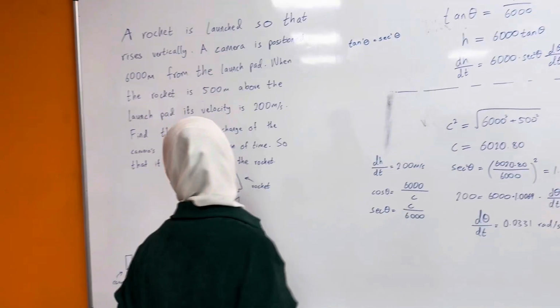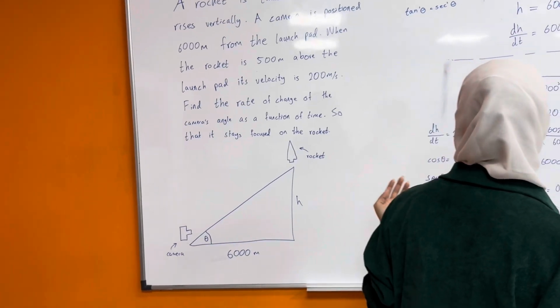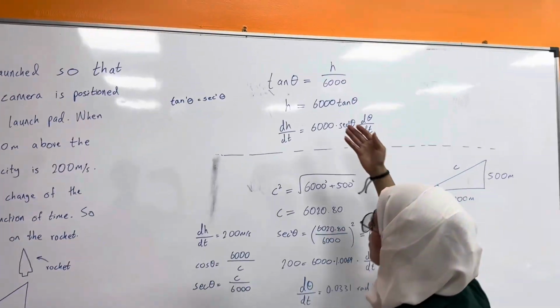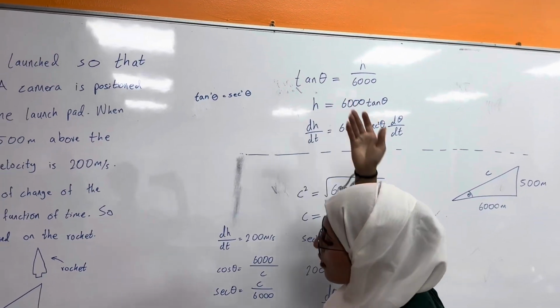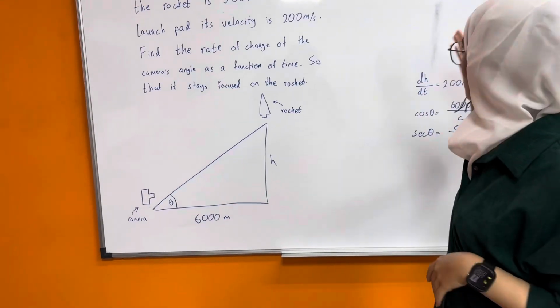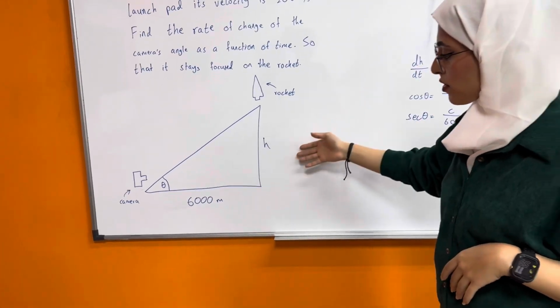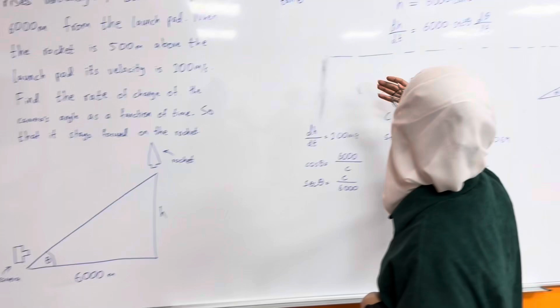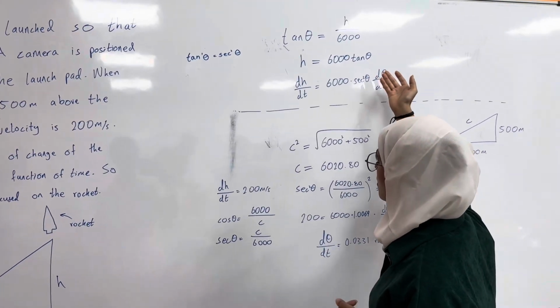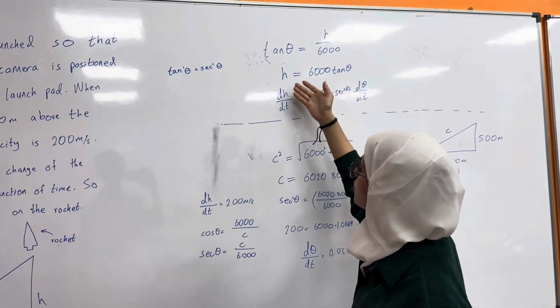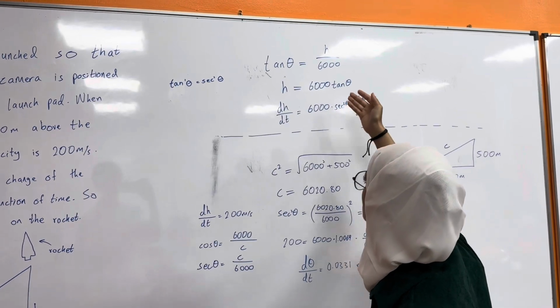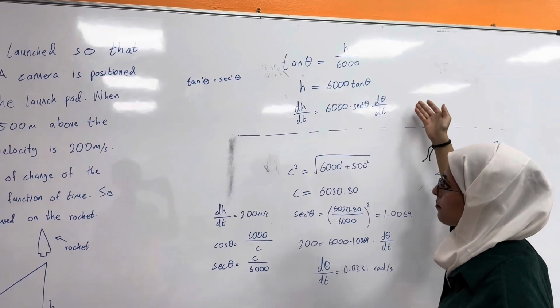So to find the rate of change function, we'll take tan theta as the subject. We'll say that tan theta equals opposite over adjacent. It will be h over 6,000. Now we take h as the subject, and we'll get h equals 6,000 times tan theta.